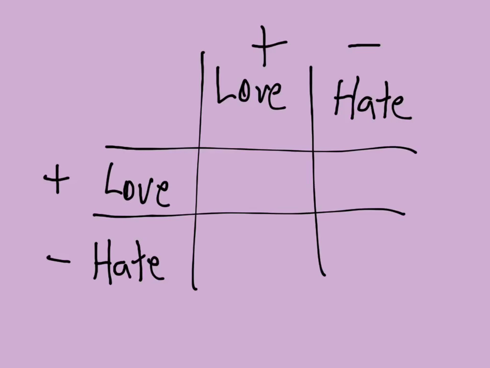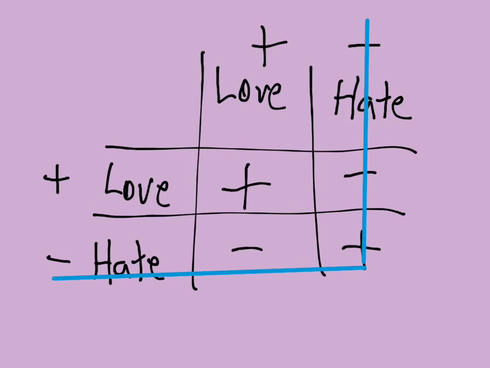So if you love to love, that's a wonderful thing. And if you love to hate things, that's negative. And if you hate loving things, that's also negative. But if you hate hating things, that's considered positive. And so we have a positive times a positive is a positive. A negative times a positive is a negative. A positive times a negative is a negative. And a negative times a negative is a positive. So, for example, if you hate to hate, which is negative times negative, you end up in the positive square.